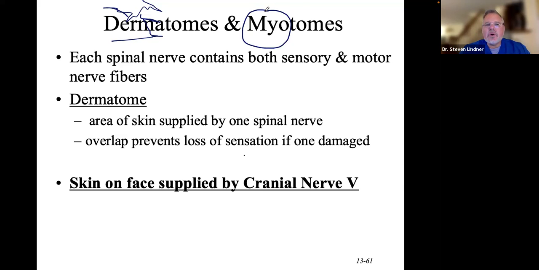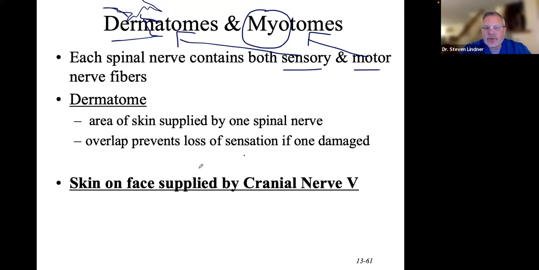Okay, so every spinal nerve is going to have both sensory and motor nerve fibers. The dermatomes, those are sensory, and myotomes are going to be motor. So the dermatome is an area of the skin supplied by a spinal nerve. And when people experience weird sensations, they typically refer to that as like a paresthesia, an abnormal sensation.